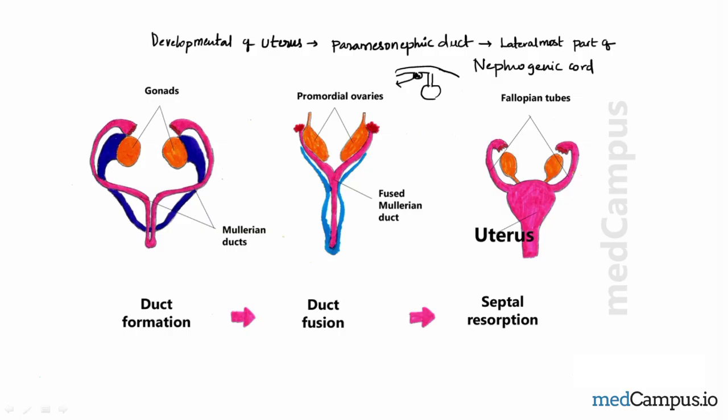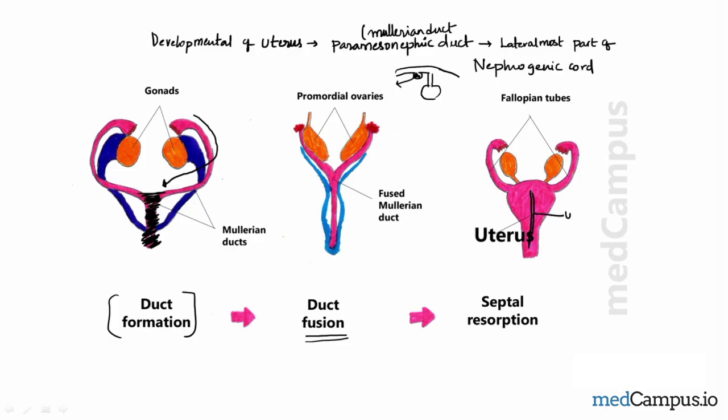Medial to it we have the mesonephric duct, also known as the Wolffian duct, and the paramesonephric duct is also known as the Mullerian duct. After its origin, the paramesonephric duct crosses the mesonephric duct, and in the middle it fuses. So I'll call it the Mullerian duct from now onward. There is duct formation and its fusion. The fused Mullerian ducts form the uterovaginal canal.